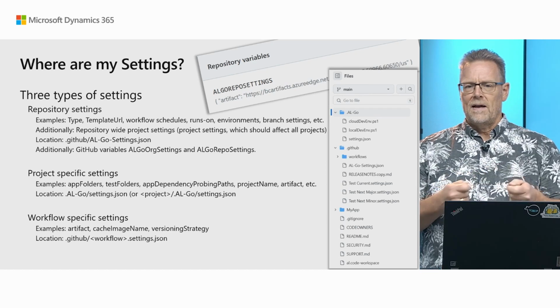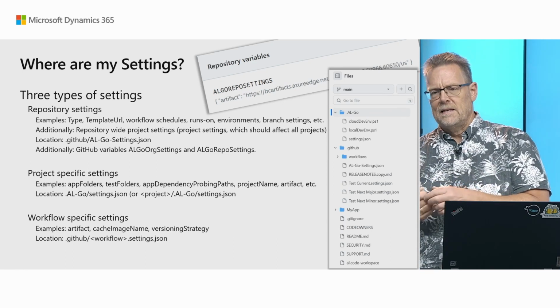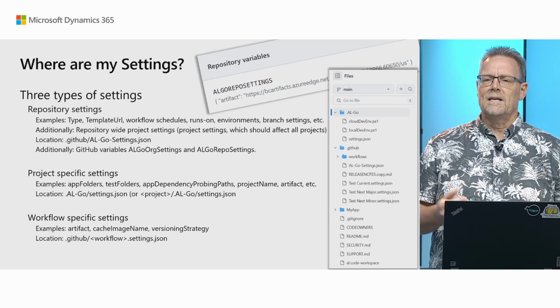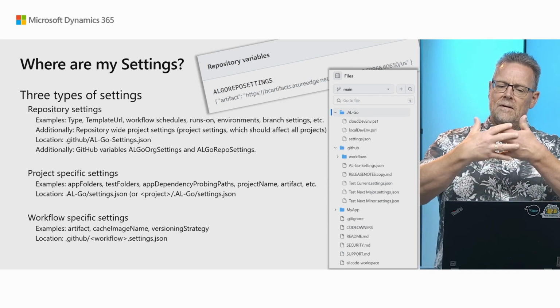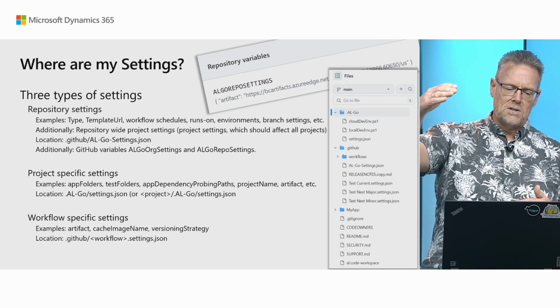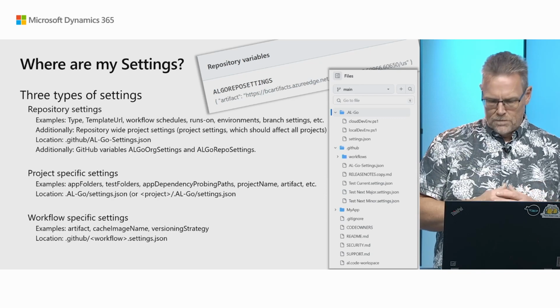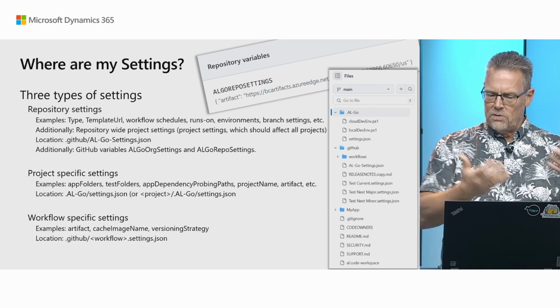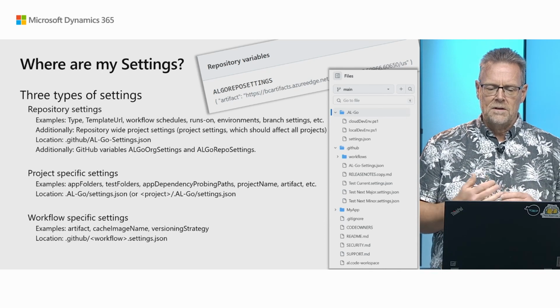It is stuff like when you're running the test next major or test next minor, what settings do you want to have when you're running these things? So 3 levels: repository, project, and workflow. And what do you have in those? As I already said, the repository-wide ones.